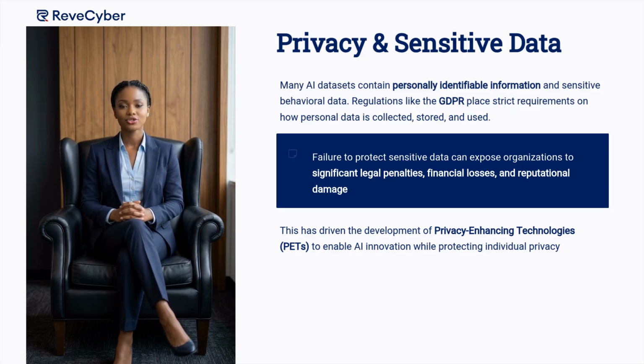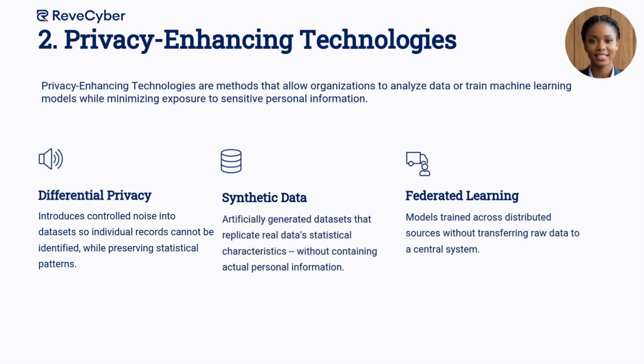If those questions aren't addressed properly, organizations can face serious consequences, including regulatory penalties, legal action, and loss of public trust. This is why AI governance frameworks place such strong emphasis on protecting sensitive data while still allowing organizations to develop useful AI systems. And one of the ways organizations try to balance those two goals is through something called privacy-enhancing technologies.